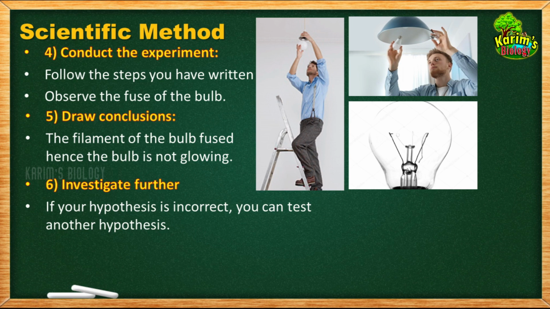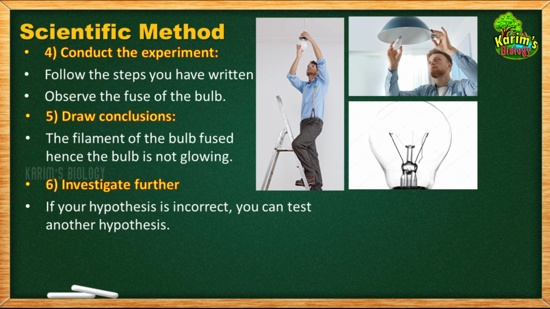Now he can test the second hypothesis. What is the second hypothesis that he made? Wire problem. Now if the bulb is alright, still the bulb is not glowing, that means there was a problem with the wire, isn't it? Now again you need to plan an experiment and conduct the experiment to test your second hypothesis. If the second hypothesis is correct, you can stop there. If the second hypothesis is wrong, again you can go for the third hypothesis.